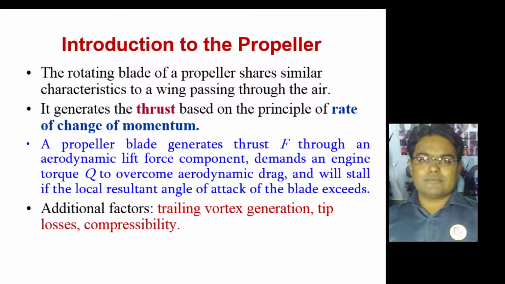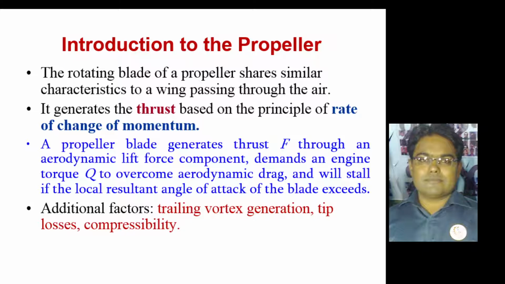So, if your aircraft is oriented at a very high angle of attack, at that point, at the tip of the propeller, there will be stalling. Stalling means the propeller will not be able to take in a sufficient amount of air, due to which the functioning of the engine will deteriorate and the engine will not generate the required thrust to sustain a steady flight.